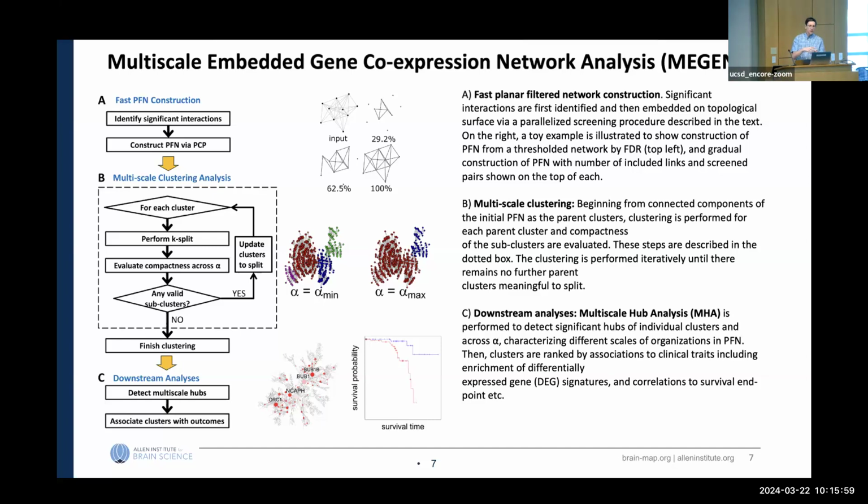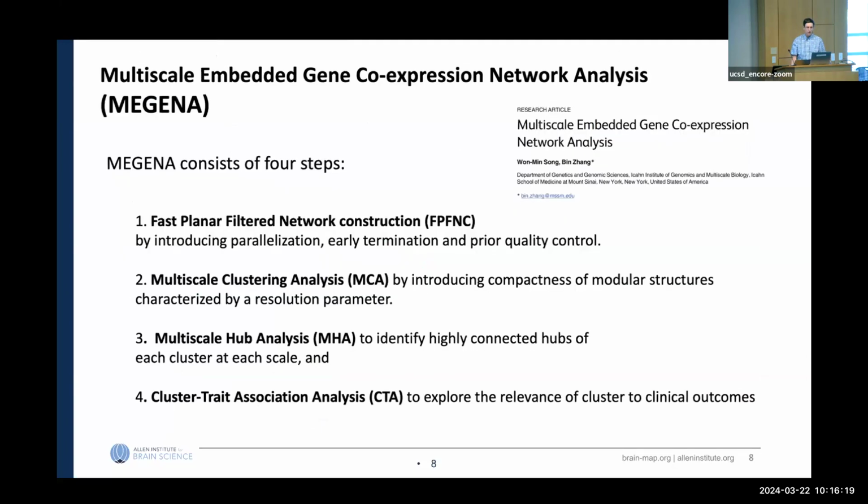So in this algorithm, using this fast planar filtered method, they embed the network on a sphere, and this reduces the complexity of the local interactions. Then there are some other filtering operations they do to improve the representation. And then you can get a better understanding of the modular structures.